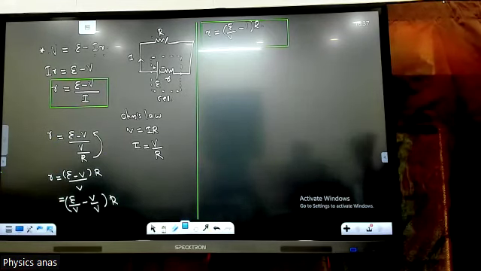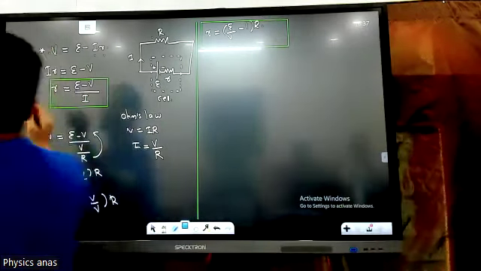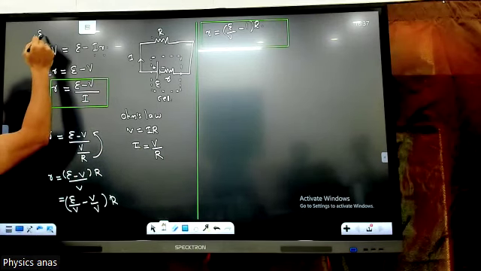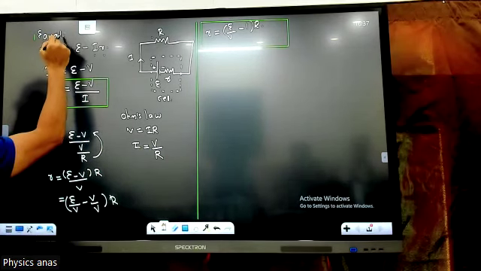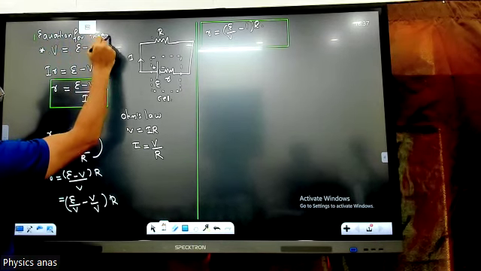Can you write this? Then write the equations for internal resistance.